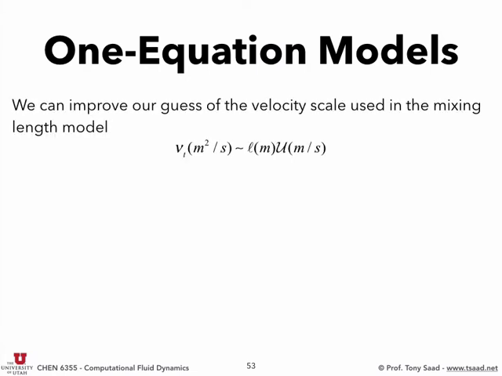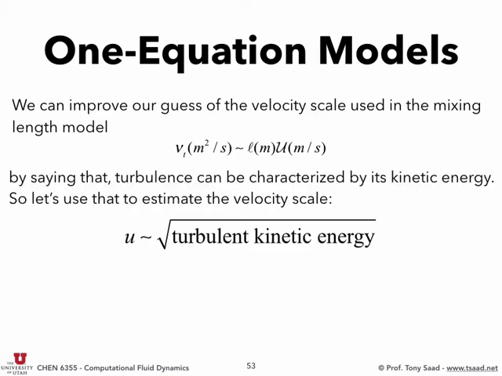So the next step, if we want to add complexity, is one equation models. Let's keep the length scale L, but improve our velocity scale. How can we get a better velocity scale? Since we've characterized turbulence by energy, why can't we use energy to get a velocity scale? Let's take the turbulent kinetic energy, which is 1/2 u squared, and say that our velocity scale is the square root of the turbulent kinetic energy. That seems like a reasonable scale, right?